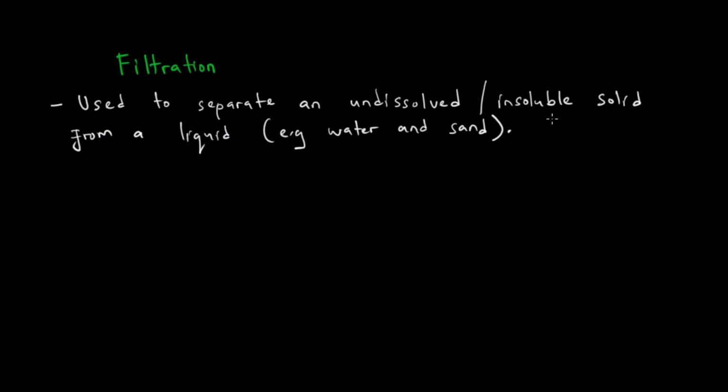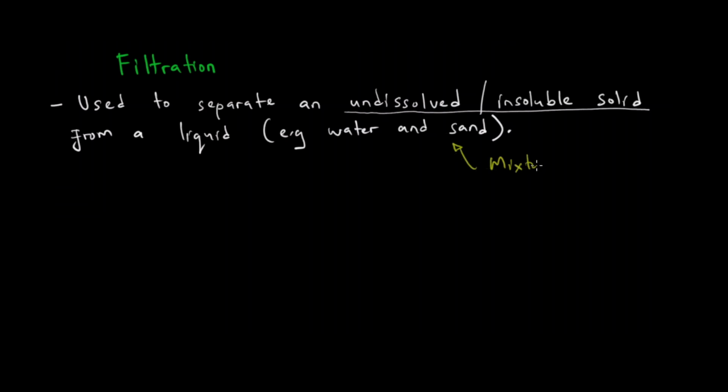So when we talk about filtration, it is used to separate an undissolved, that is, insoluble solid, from a liquid. So this is very important. The solid should be undissolved, that is, insoluble, from a liquid. And an example is water and sand. So water and sand, this is our mixture.